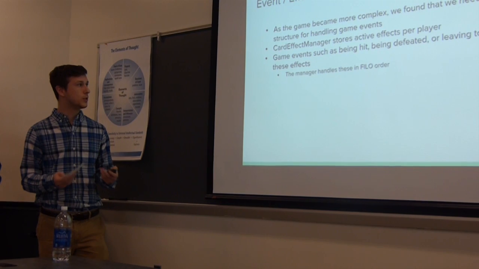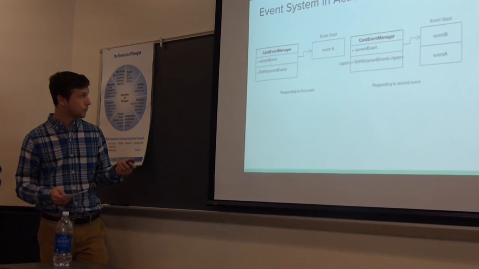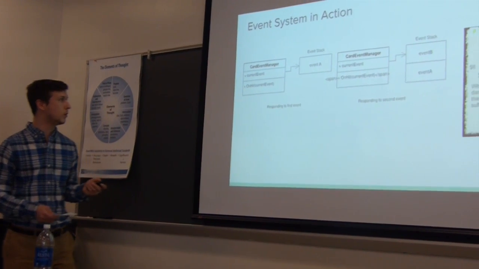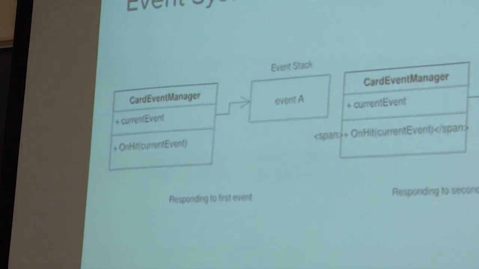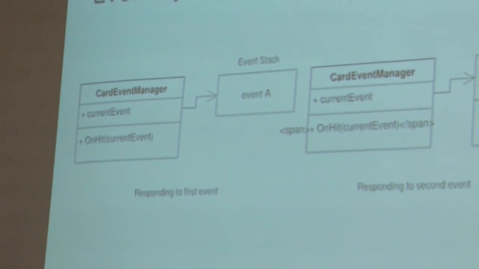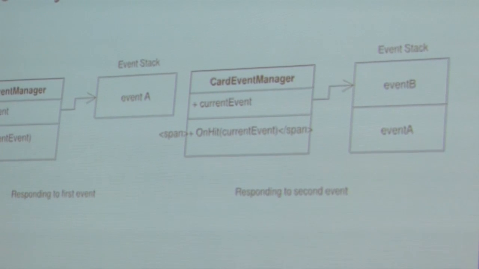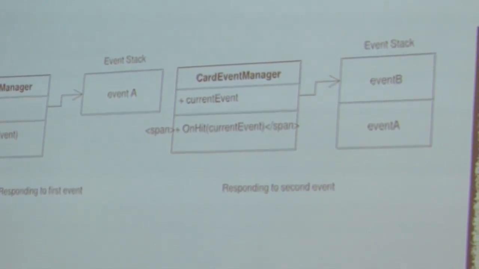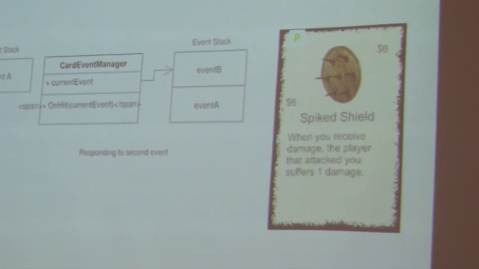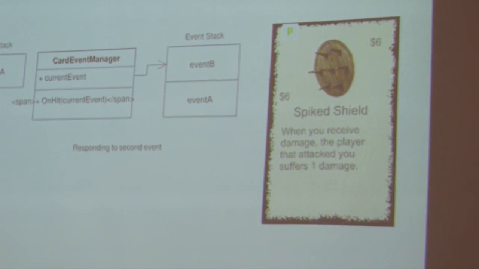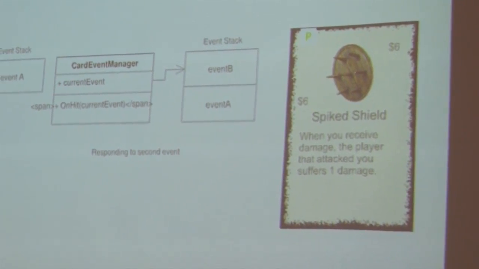They're added to the players in a first in, last out order, which is illustrated here. Once an event is triggered, such as a new on-hit event, it'll enter their event stack. And if in the same process a second event is added, the pointer to the current event will point to event B, which is just an illustration of the FILO order. And then here's another example of a card, Spiked Shield. When you receive damage, the player that attacked you suffers one. This is just an illustration of another on-hit passive effect that you would have on your player.